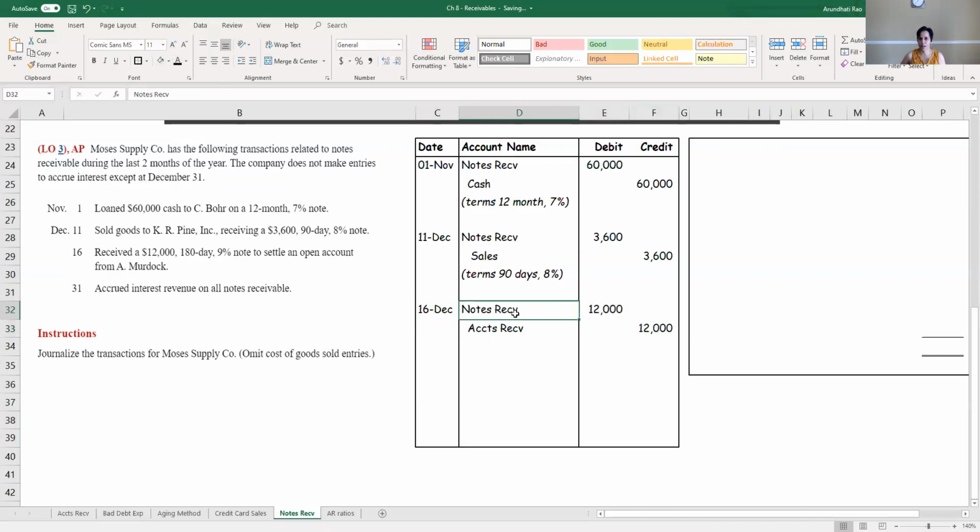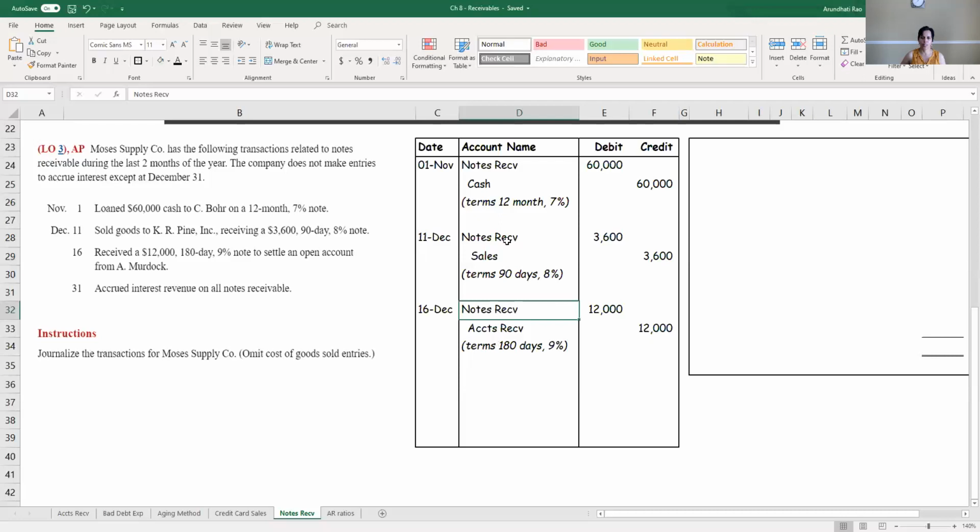So notes receivable debit, accounts receivable credit, 12,000. The term is 180 days, 9%. So now if you will recap with the 3 journal entries, let's recap. In all 3 cases, notes receivable are debited. We created a notes receivable in our books. We created the asset in our books. We will get money in the future.